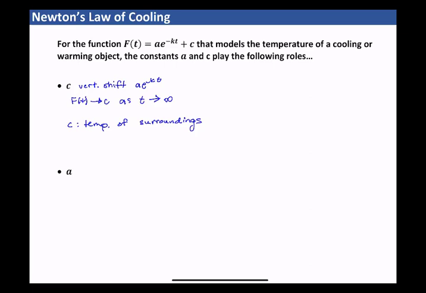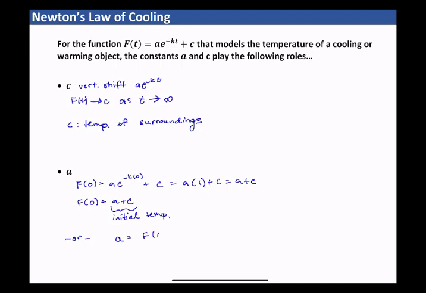Since e to the 0 equals 1, and f of 0 equals ae raised to the negative k times 0 plus c, we get a times 1 plus c, which equals a plus c. So f of 0 equals a plus c. We know when t equals 0, the output represents the initial value. Thus, the object's initial temperature is a plus c. From a different perspective, we could solve for a, and a equals f of 0 minus c. So in other words, a is the difference between the object's initial temperature and the temperature of the surroundings.